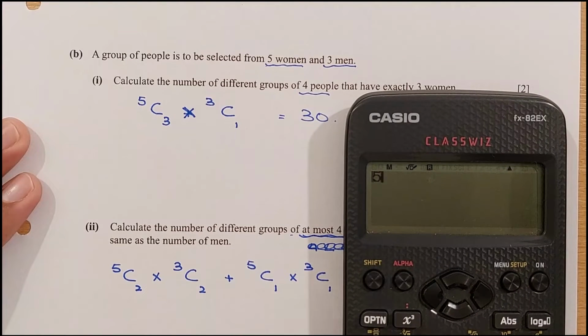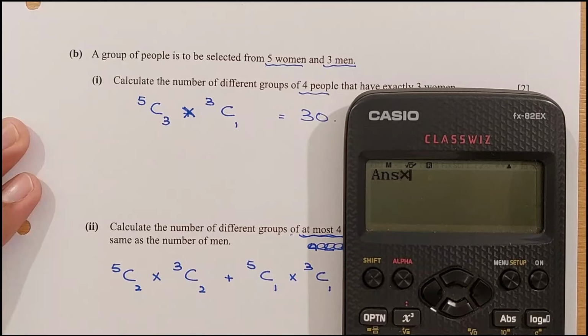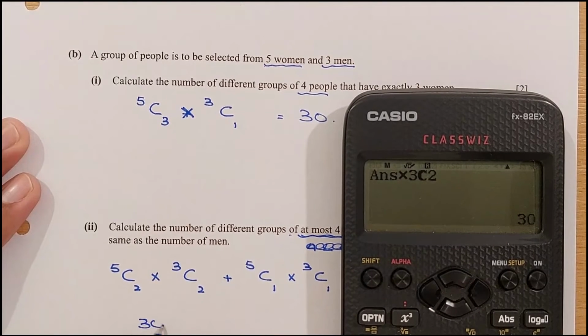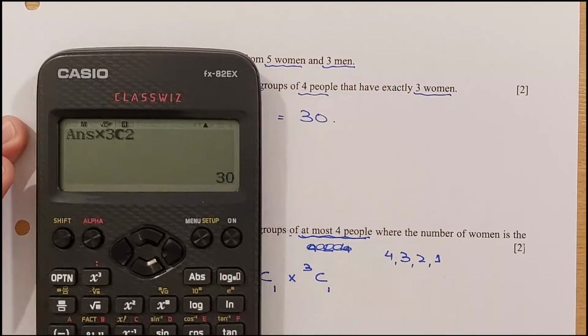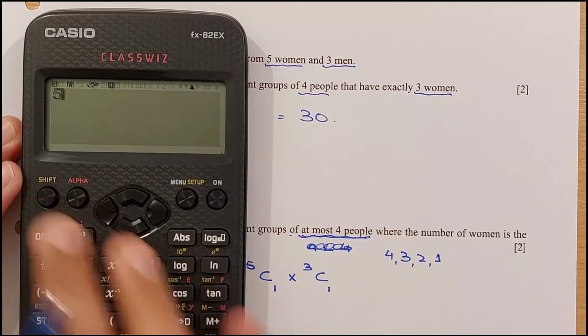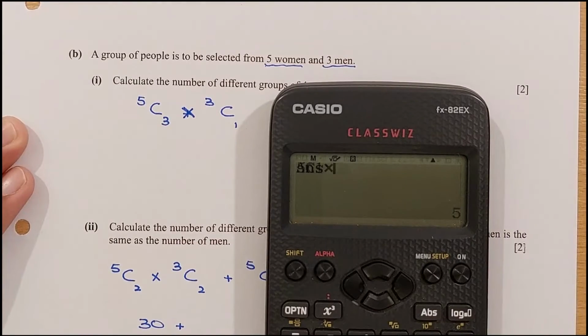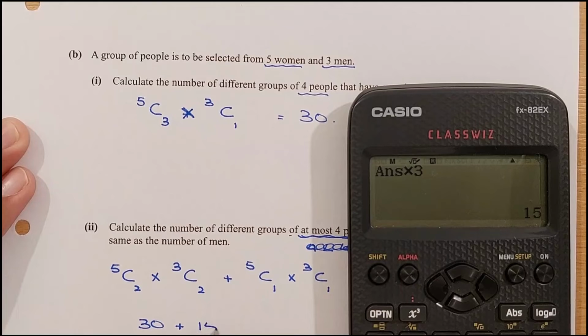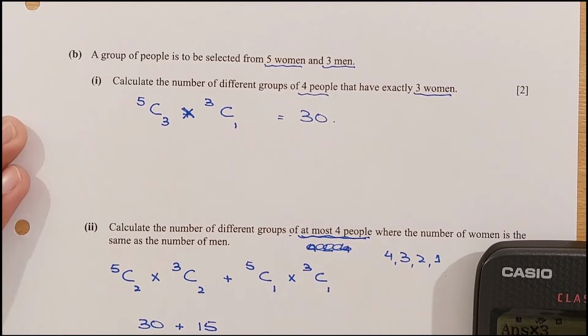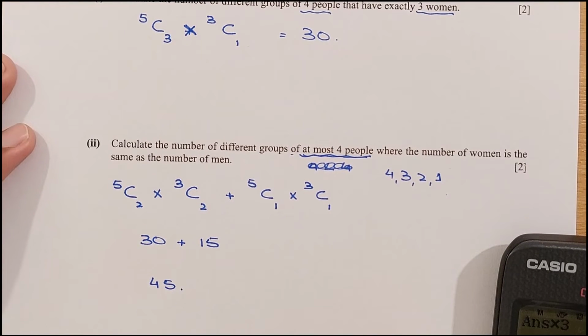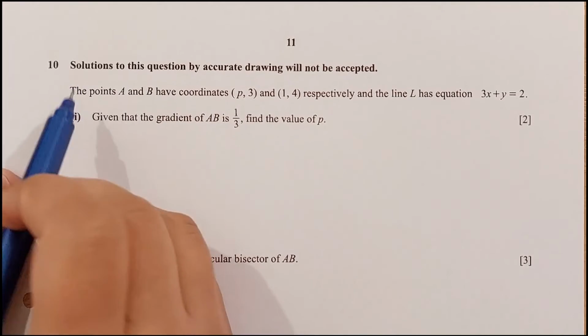So 5C2 times 3C2, this is 30, plus 5C1 is 5 and 3C1 is 3. So 5 times 3 is 15. And 30 plus 15 is 45. So 45 is the number of different groups of at most 4 people, where the number of women is the same as the number of men.